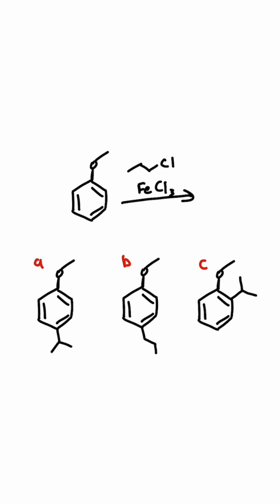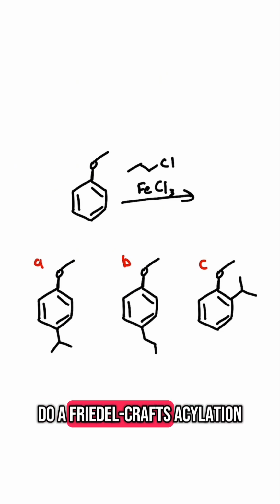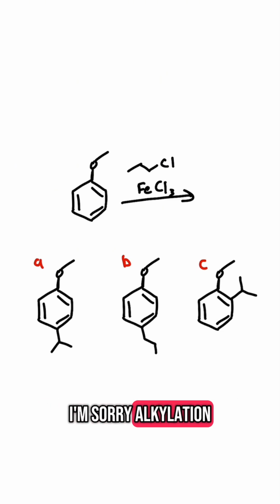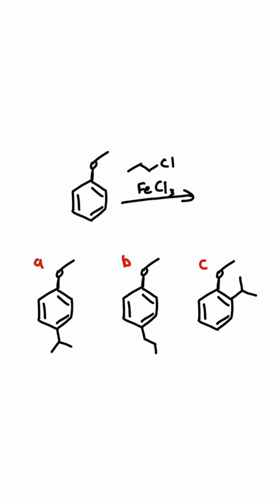Like I said, we have this benzene with methoxy on it. And we're going to do a Friedel-Crafts acylation. I'm sorry, alkylation, not an acylation. Where we have this chloropropane and we have trichloroiron. And of these three right here, which one are we going to get?